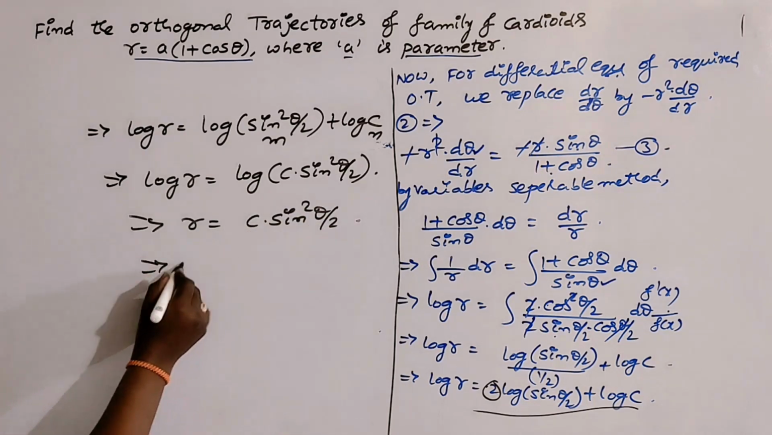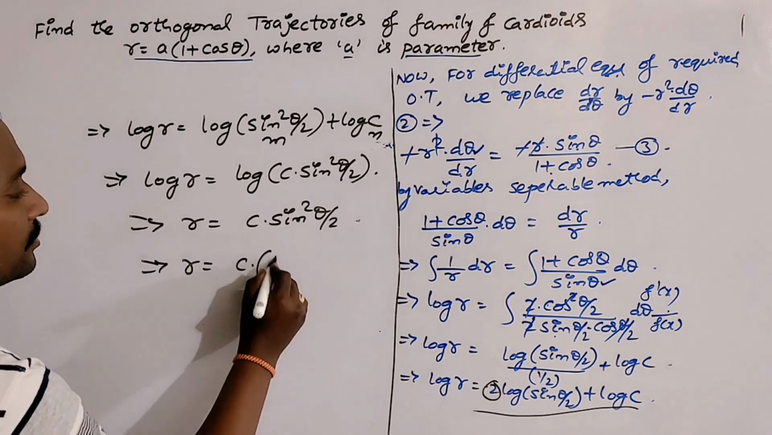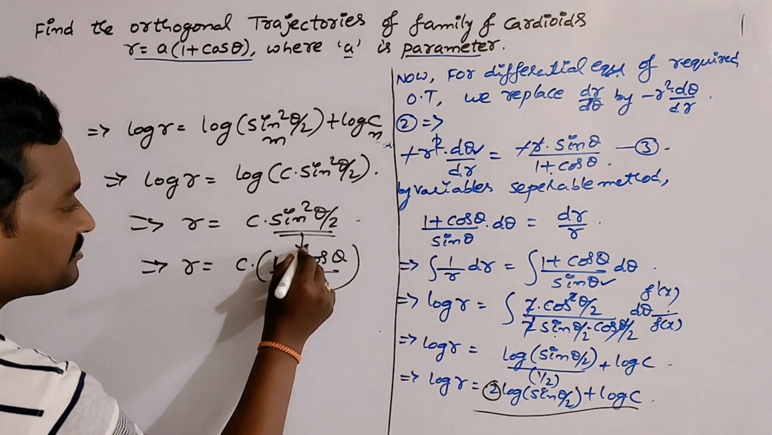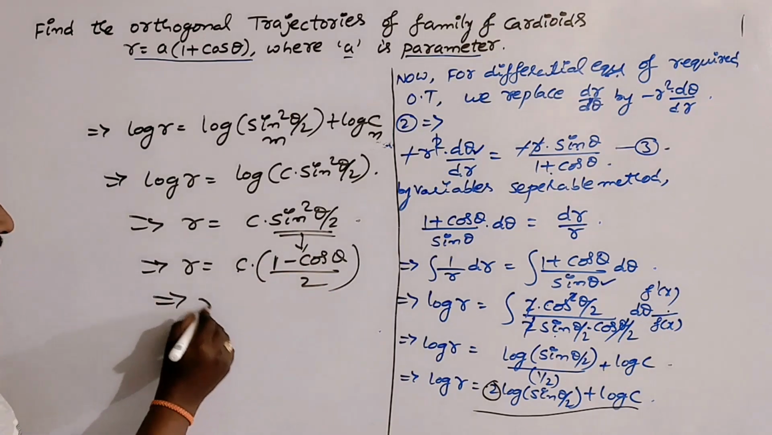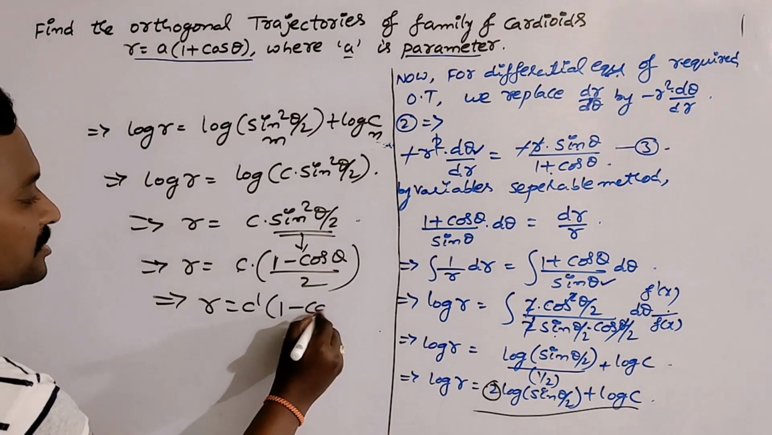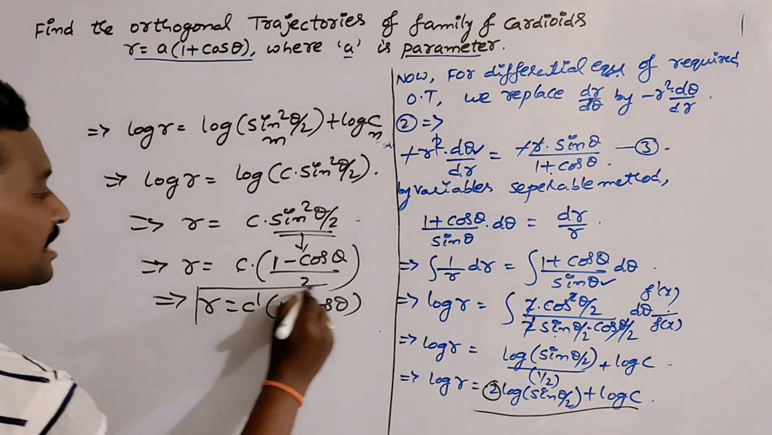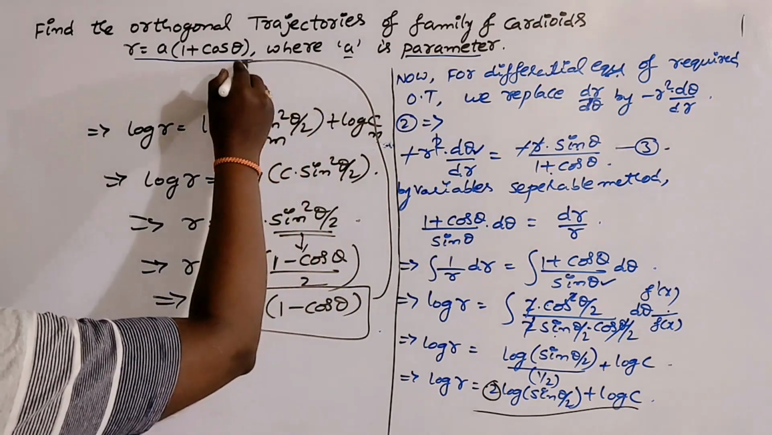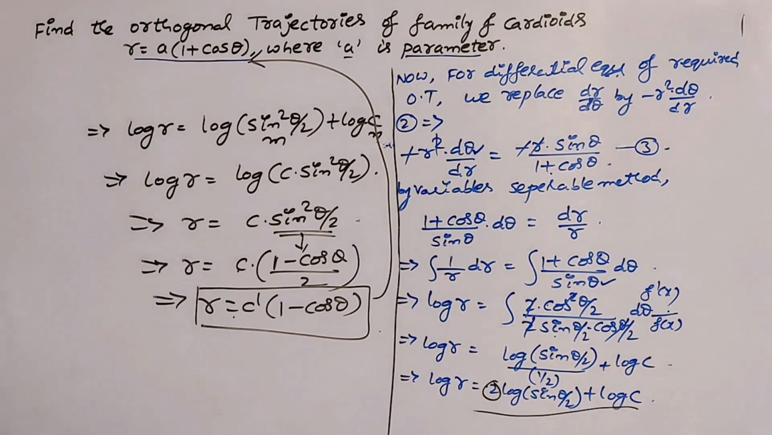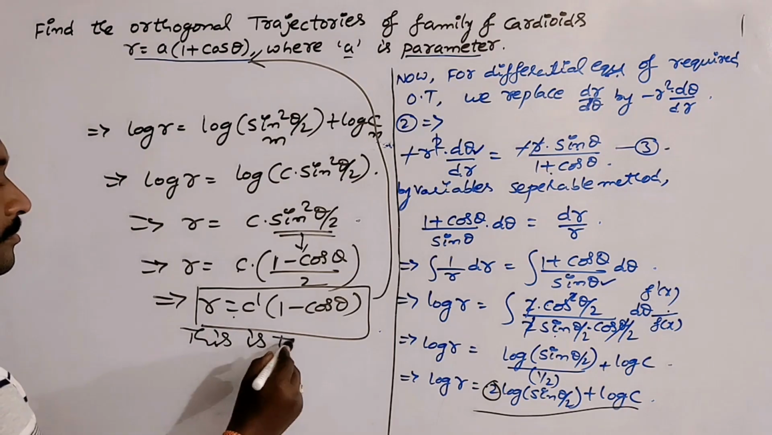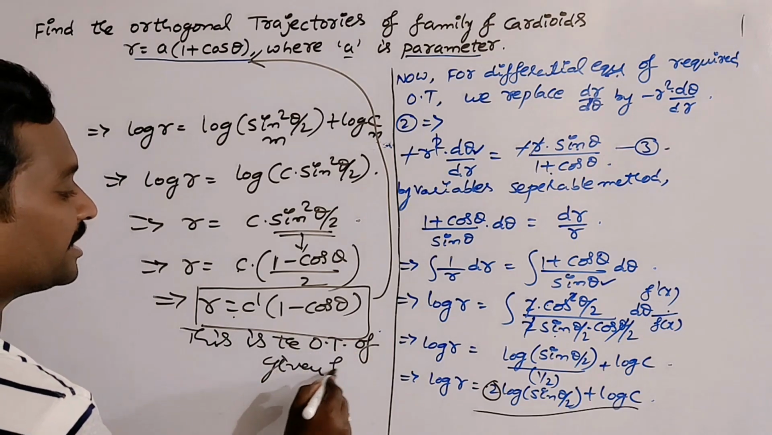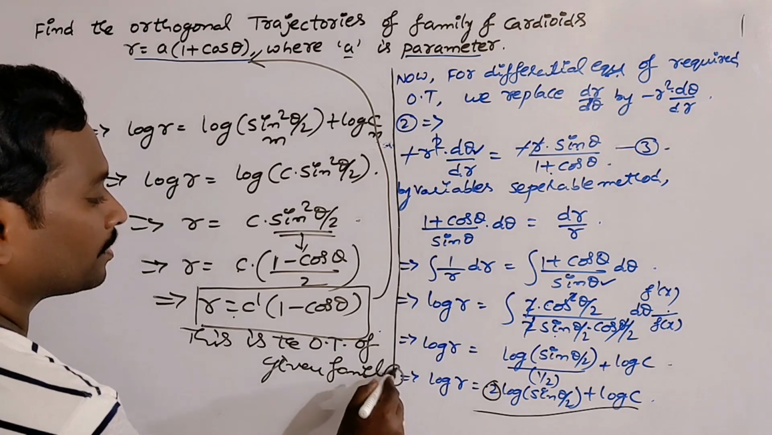I will write one more step. r is equal to c into, this is 1 minus cos theta by 2. Okay, sin square theta by 2 can be written in this way. So c by 2 is another constant. So c dash into 1 minus cos theta. So these are another type of coordinates. This type of coordinates intersects the given family of coordinates orthogonally. So this is the required orthogonal trajectories. This is the orthogonal trajectories of the given family. In this way, we can easily solve the given problem.